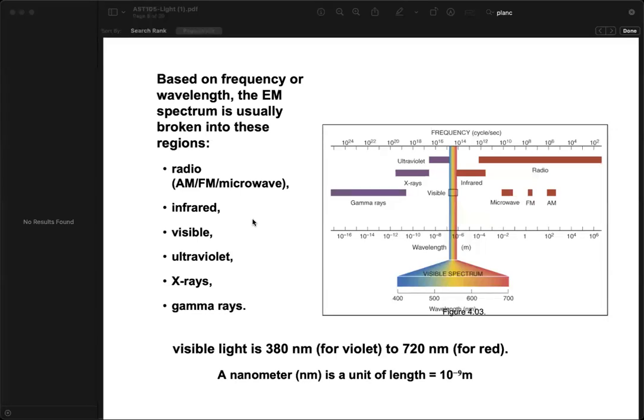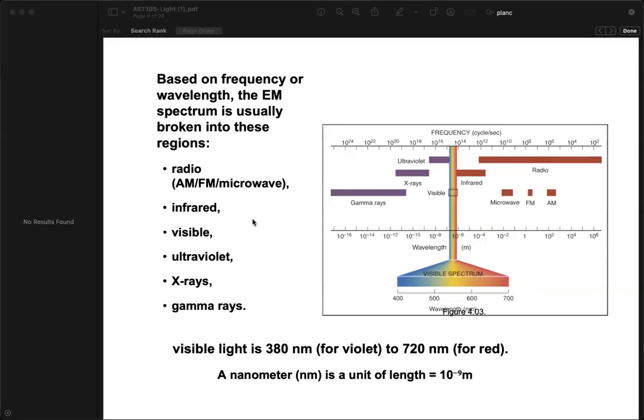As we move towards slightly lower frequency, the wavelength increases and we get to X-rays. Then we get to ultraviolet. Then we get to the visible spectrum, the parts of the electromagnetic waves that we can see with our eyes. Then beyond that is infrared, and then even further beyond that is radio waves.